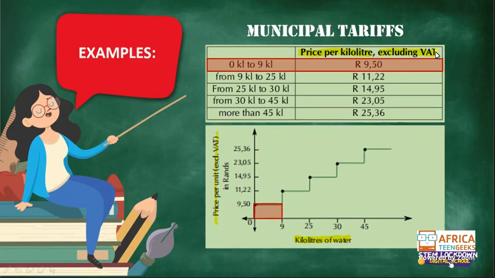The next step now is if you use more than 9 kiloliters of water, up to 25 kiloliters, you're going to pay. Who can tell me what you will pay? It's nice and easy. It's in blue. You can just tell me what you will pay if you use more than 9. There we go. You pay R11.22. And we can just go down the table like that. If we use between 25 and 30, we will pay 14 Rand, and we will carry on like that. Okay, more than 45 kiloliters, then we will pay 25.36 Rand.